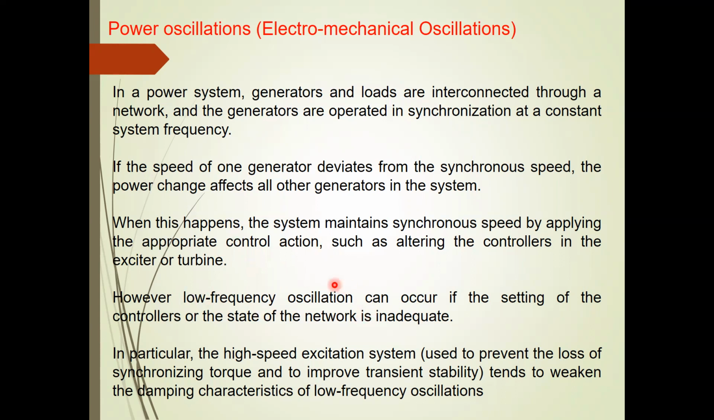Normally, low frequency power oscillations can take place because of the setting of the gains of the controller, or in some cases because the state of the network is inadequate. By inadequate, I mean that we normally don't have any concrete reason to say why low frequency oscillation takes place. Although it is related to the gain setting of the exciters, even if the gain settings are good enough, in some situations, because of network properties, impedance properties, or even the load, we observe low frequency oscillation.